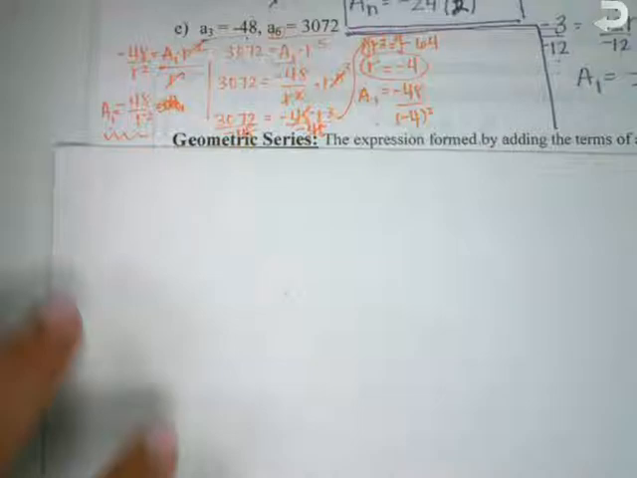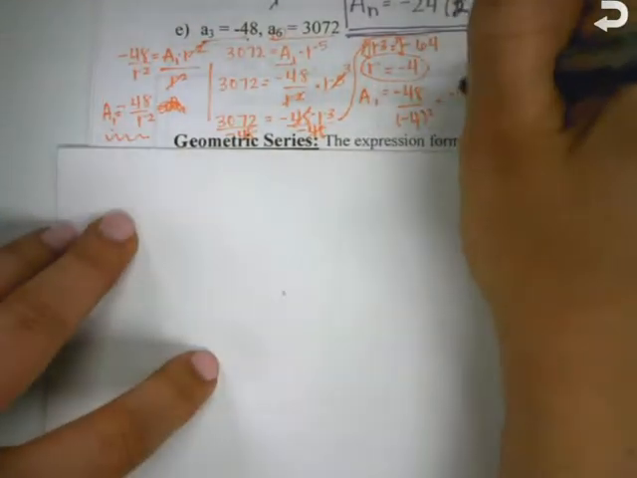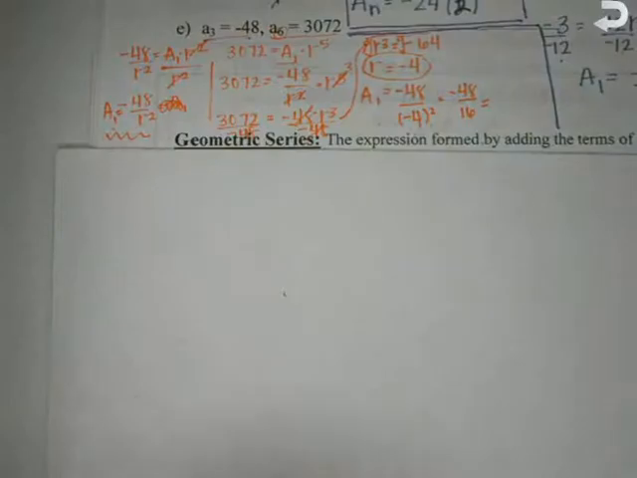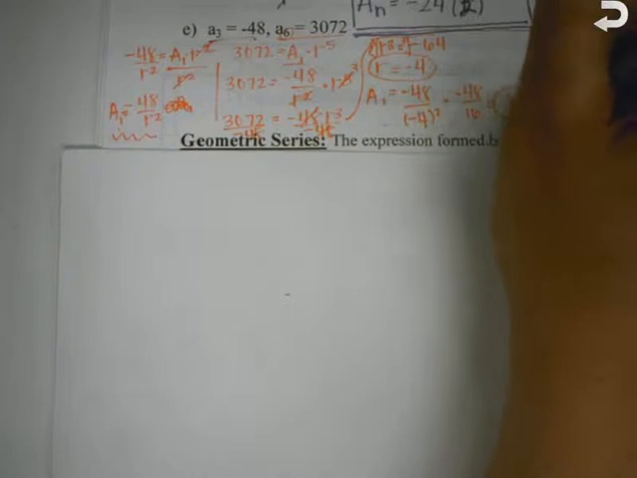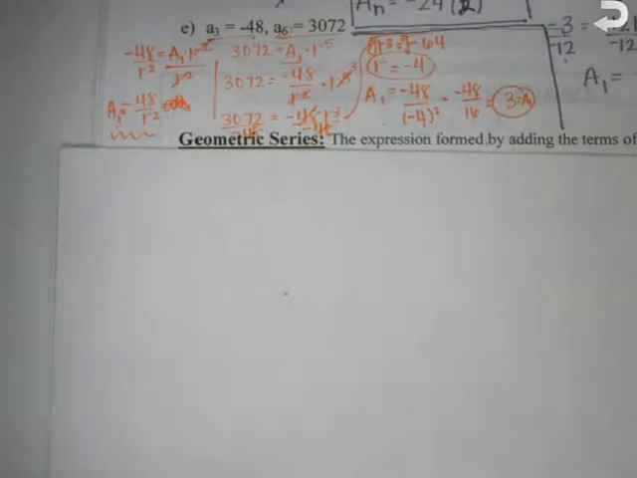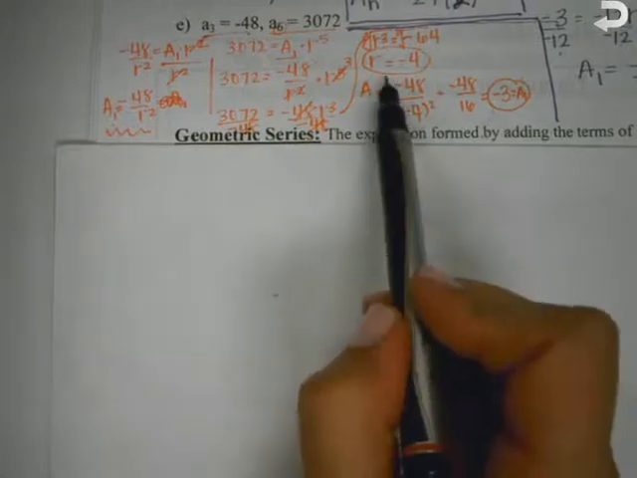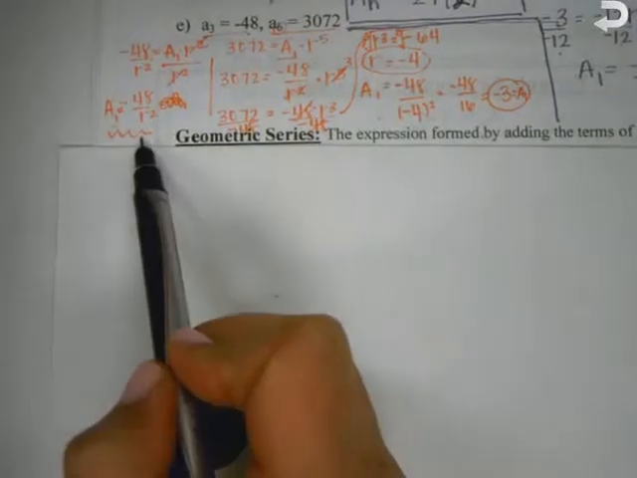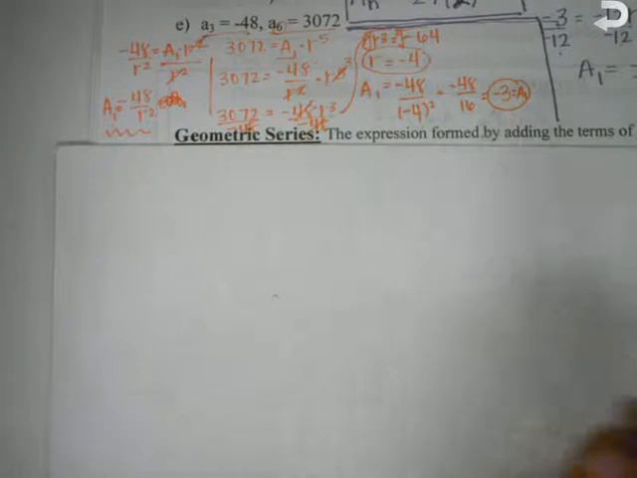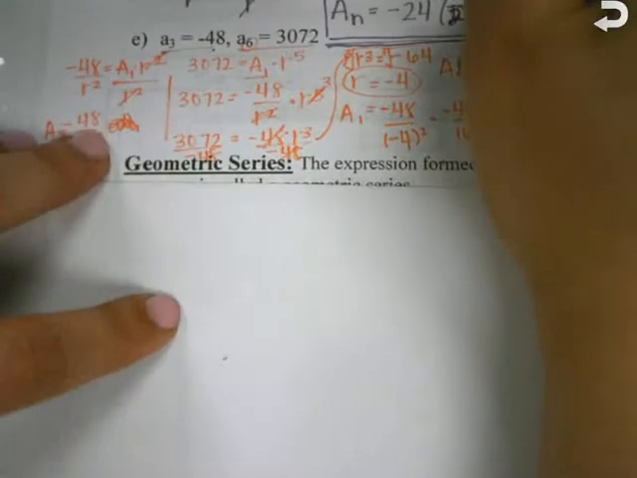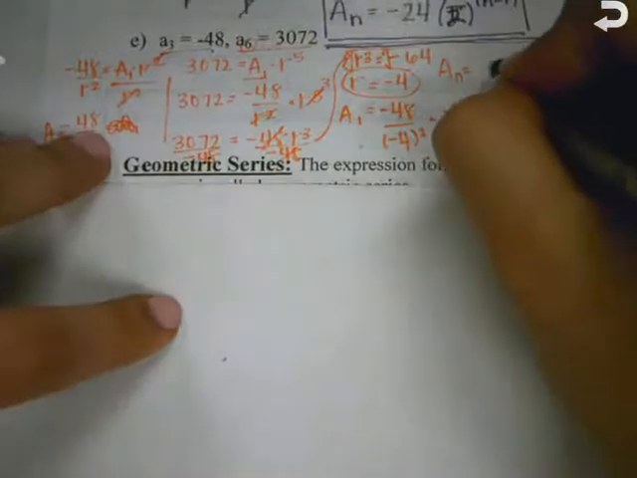Negative 3, from r. We plugged it back in over here. Okay, so plug all the information back into the original formula. A sub n equals negative 3 times negative 4 to the n minus 1. And that's your answer. I'm not going to make you find a sub 7 for that one.